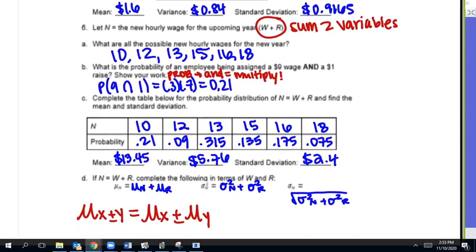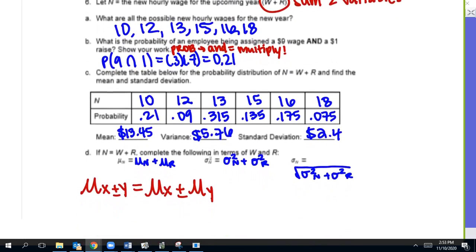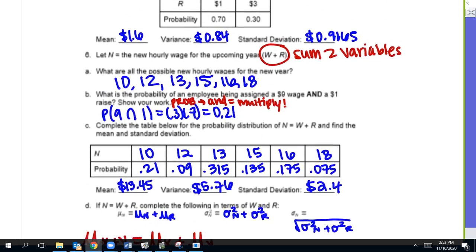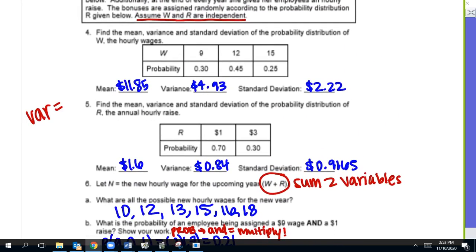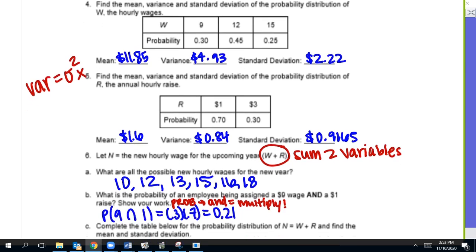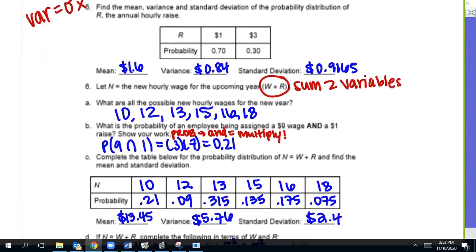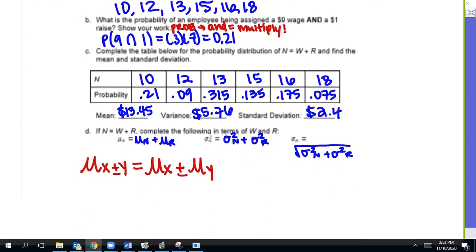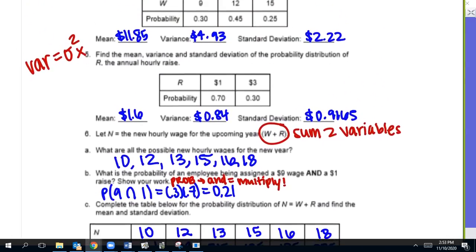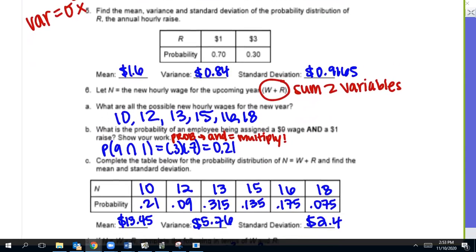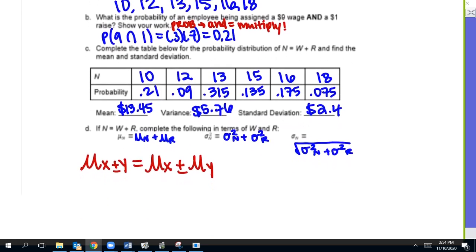And then what we see here is that the variance, I want to remind you that variance equals standard deviation squared. And so hopefully you remember that from last lesson with Mr. Crouch or from Unit 1, but you have to know that. And so here, the variances just got added together, 4.93 plus 0.84. There's a little rounding difference, but ultimately they just got added together, but not the standard deviations. So 2.22 plus 0.9165 is definitely not 2.4.